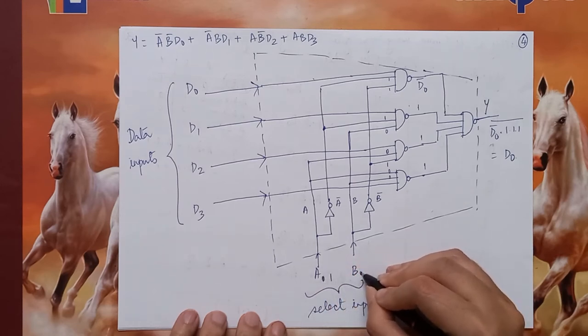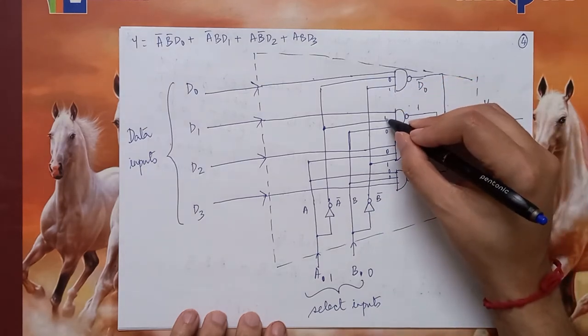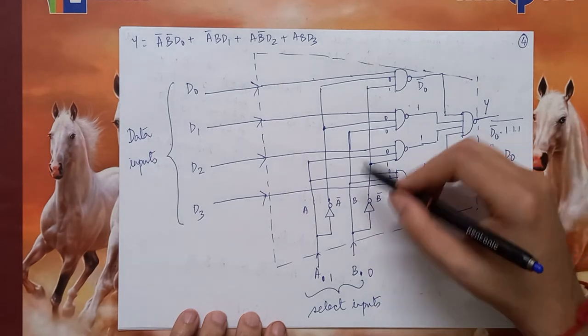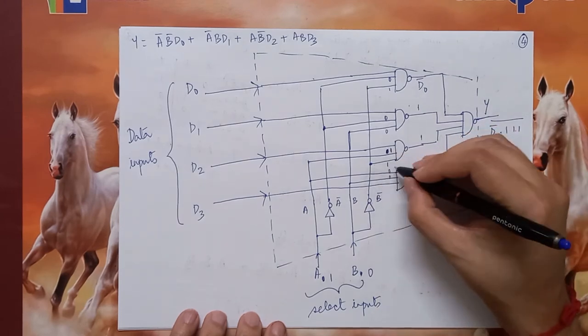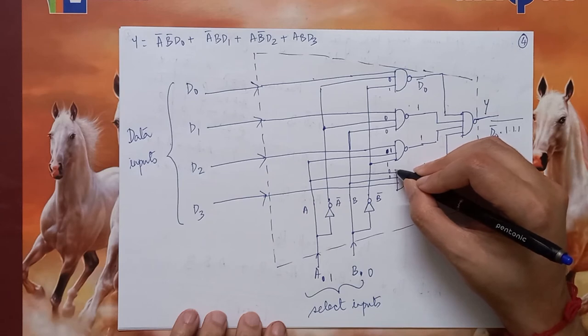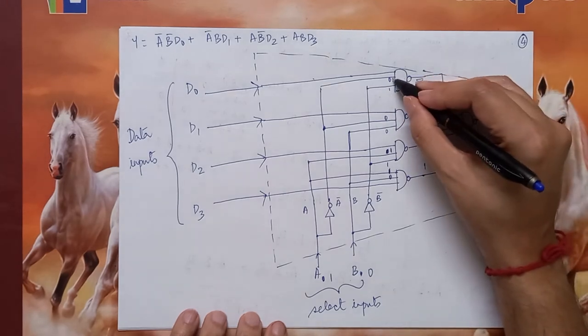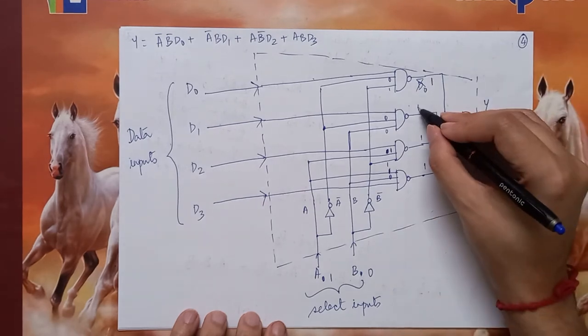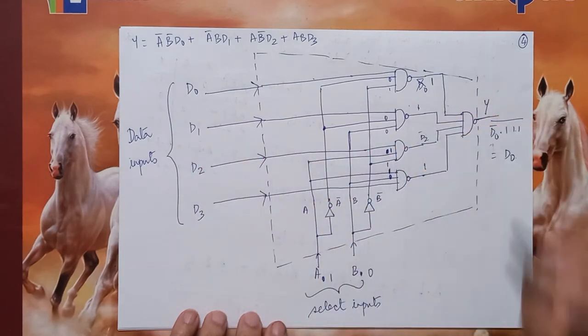When A is 1 and B is 0, then in that case, here A bar will now become 0. B bar will still be 1. Here we will get both zeros. Here we will get A is 1 and B is 1. Here we will get A is 1 and B is 0. So therefore, the moment this NAND gate sees a 0, the output will be 1. This will again be 1. This will also be 1 because this is seeing a 0. Here what we are seeing is there are 2 ones. So therefore, this output will now be D2 bar.